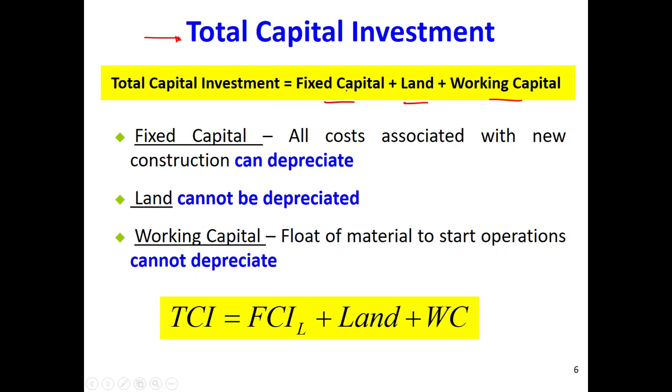Then we have land that you have to buy, and working capital, the money that you have to put at the beginning to start the production. Okay, each of them has a definition. Fixed capital is all costs associated with new construction that can depreciate. Okay, so all the costs that you have.